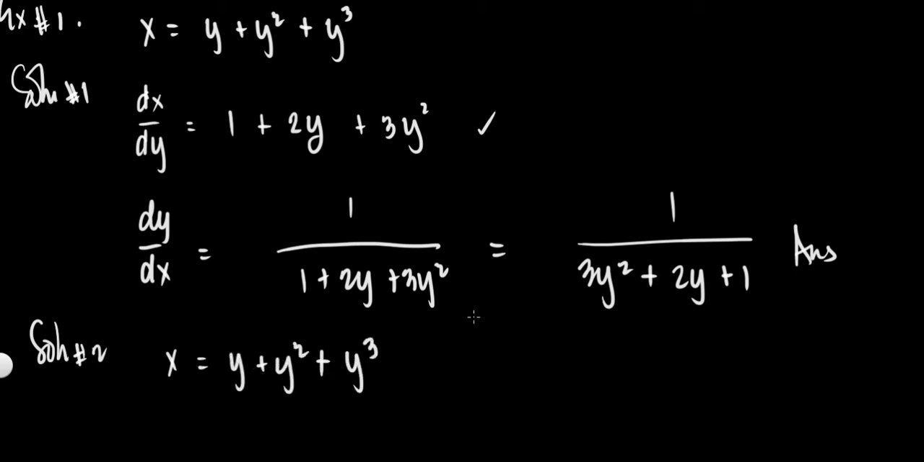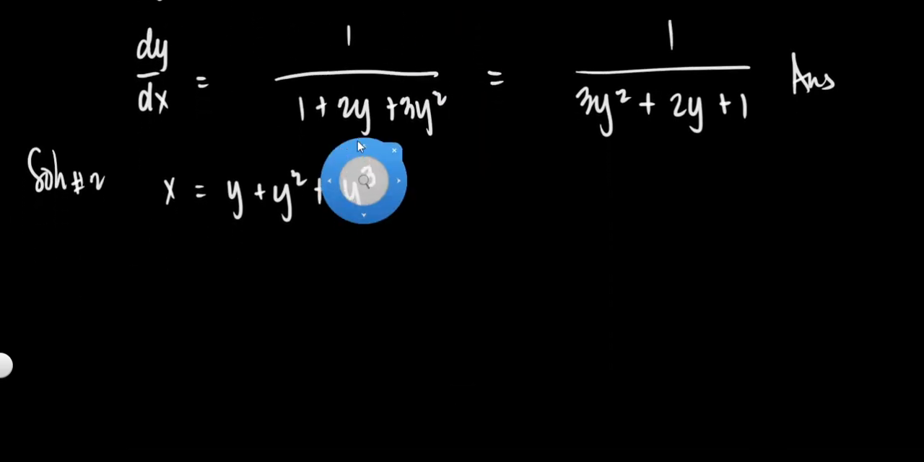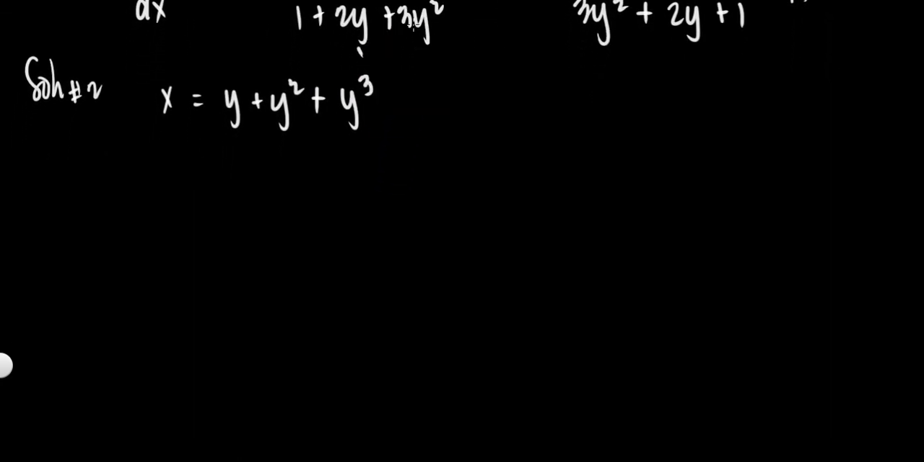Okay, let's solve this using yung dy over dx. So, differentiate everything with respect to x. Okay? So, with respect to x. So, what is the derivative of x with respect to x? Diba? Ito ay identity function rule. That's dx over dx. So, yan ay 1.